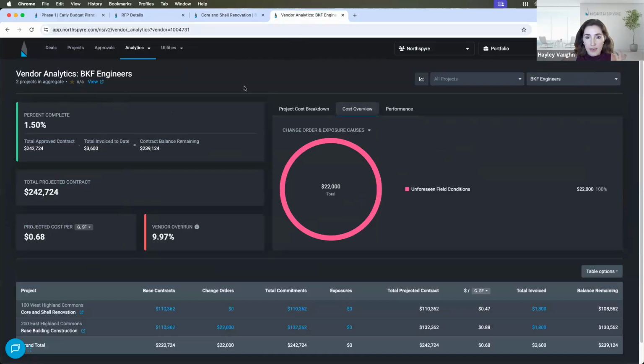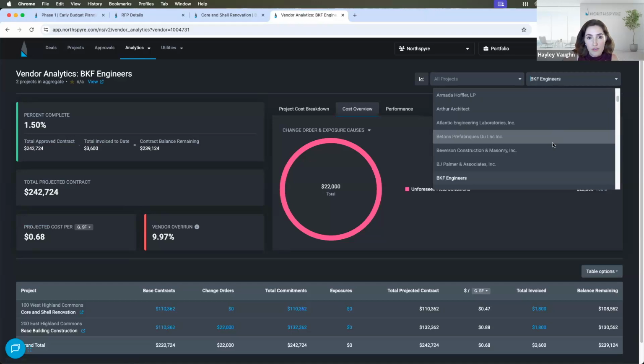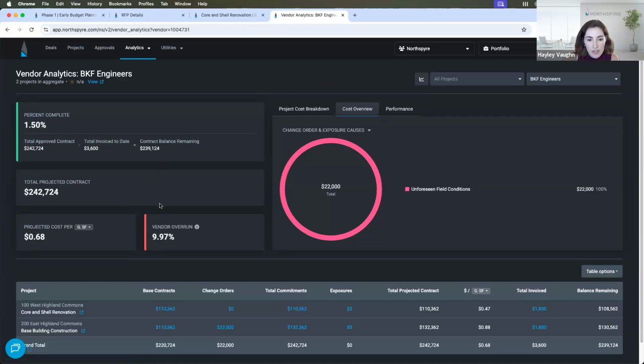And then, like I mentioned, taking that to the portfolio level, we have our vendor analytics tool, which is similar to cost analytics, but looking at a vendor instead of a budget line. So you can select between all of the vendors you've used across all of your projects and start to understand what is the average overrun for this vendor. And then moving over to the cost overview, you can start to understand.